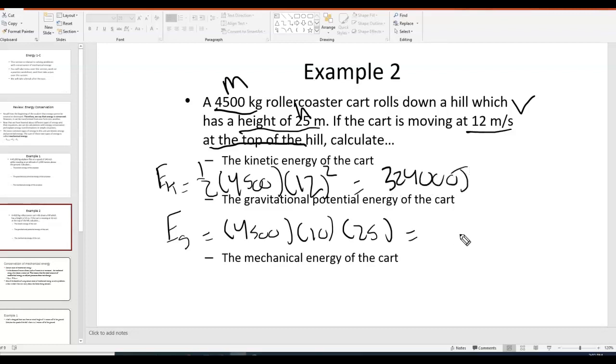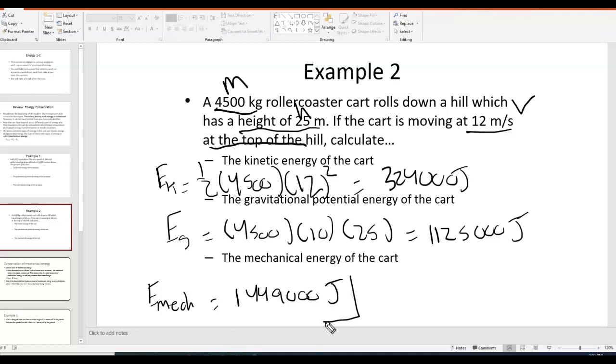The gravitational potential energy is 4,500 times 10 times 25. Okay, that looks like a bigger number. Okay, so 1.125 million joules. And then the mechanical energy is just, again, the kinetic energy plus the potential energy. So all I'm doing is adding those two numbers together. Okay, so far, nothing challenging. Hopefully nothing challenging, because we're about to get into the more challenging stuff here in just a sec. Okay, so that is the answer for example 2. Again, pause there if you need to take a look at that.